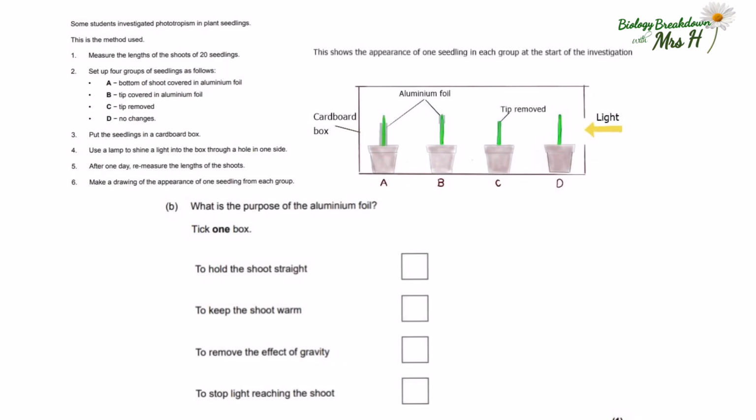What is the purpose of aluminium foil? To hold the shoot straight, to keep the shoot warm, to remove the effect of gravity, or to stop the light reaching the shoot? It is to stop light reaching the shoot.